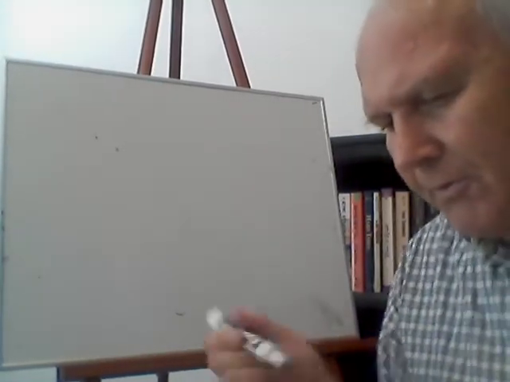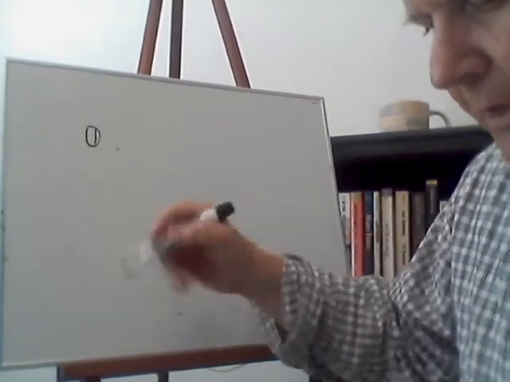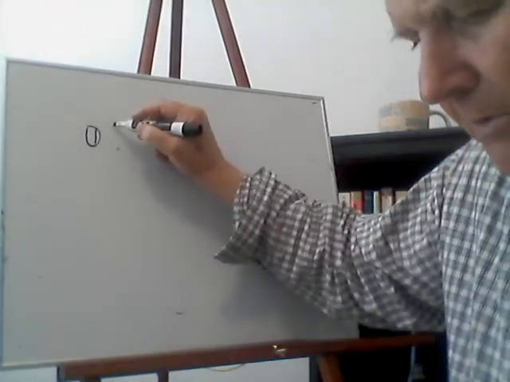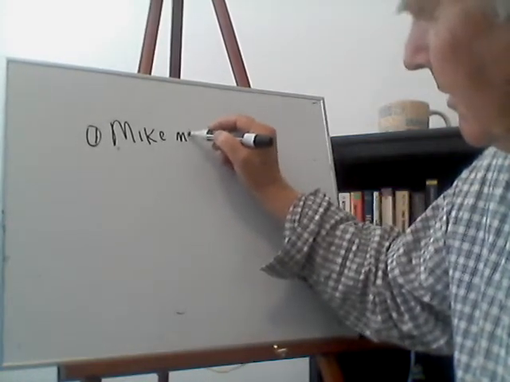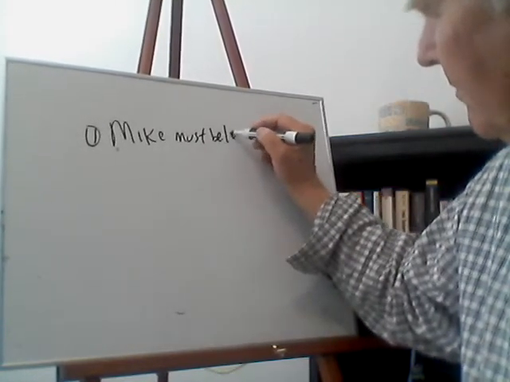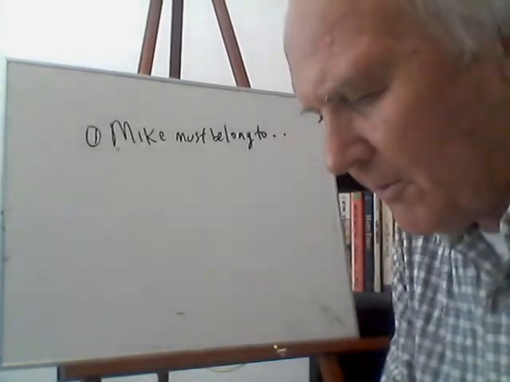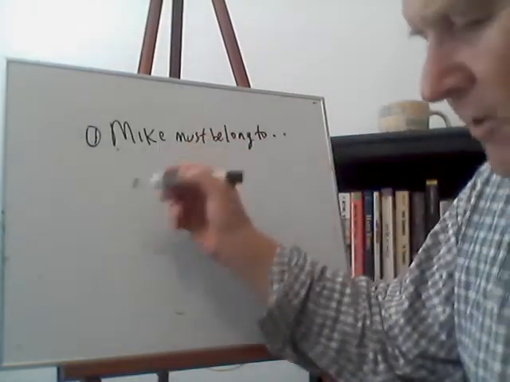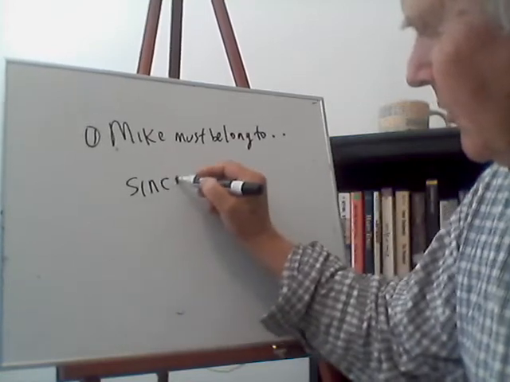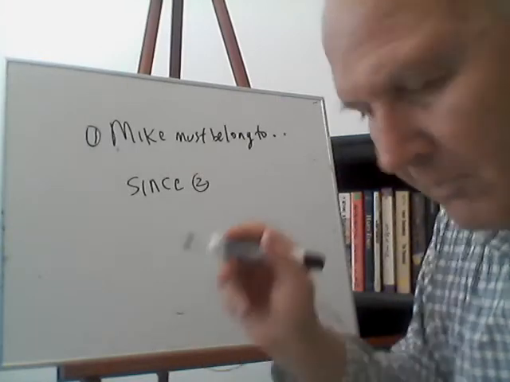Okay, so we have two statements. The book doesn't put numbers there, but I'll put the numbers. So statement 1, I won't write the whole statement out, but just enough so we remember it. Mike must belong to the bartenders and beverage union local 165 since, so he must belong to that union since 2. And since tells you that 2 is going to be a premise.